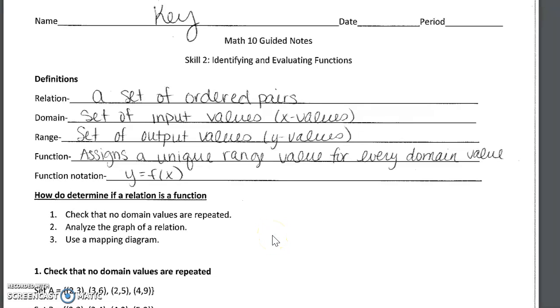And then the third version is a mapping diagram. So what you can do is you have a list of your input values, you have a list of your output values, and then you draw arrows from inputs to outputs. So you can see how that goes.